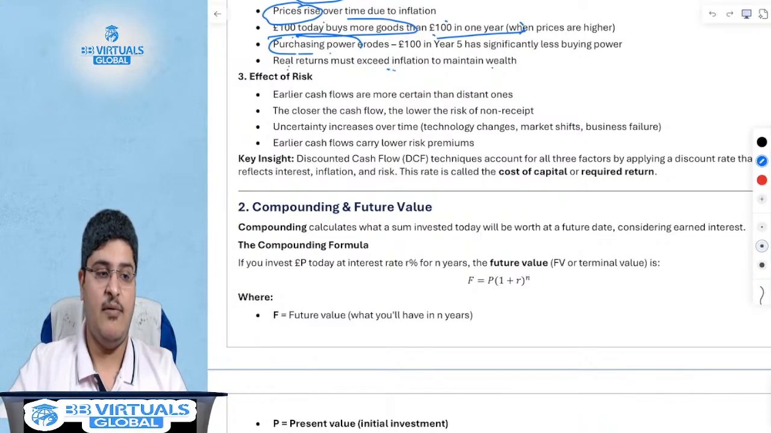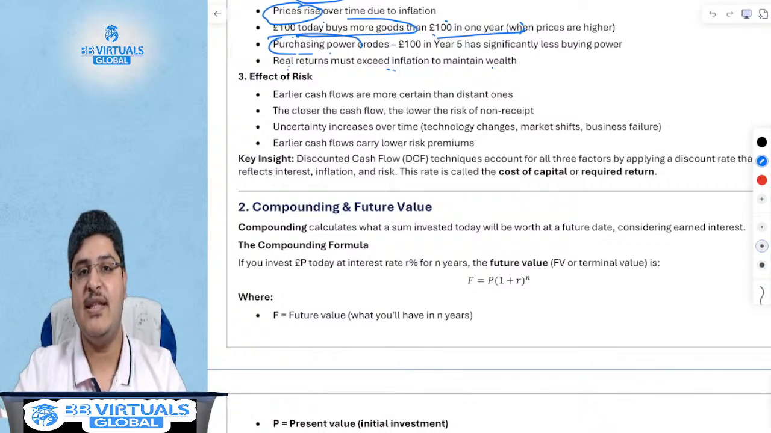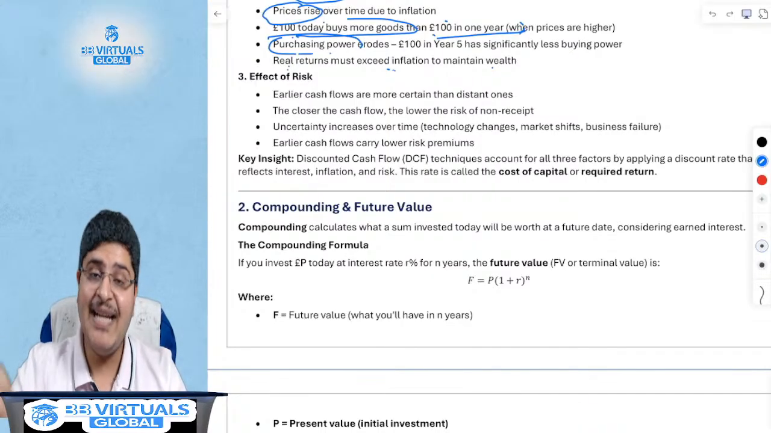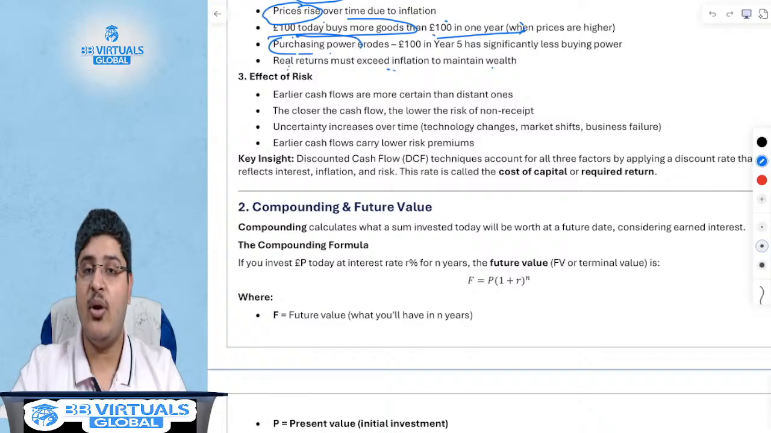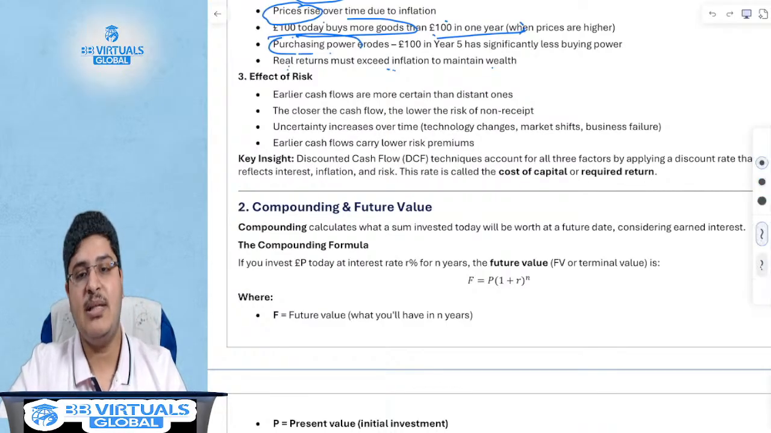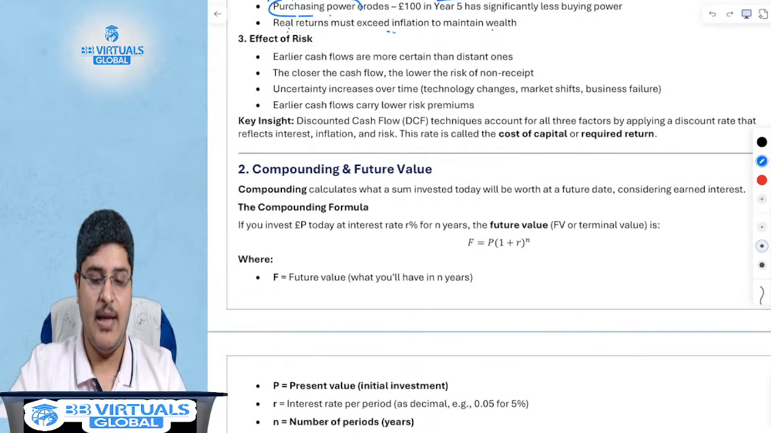Let me put it in other words. Let's say you are borrowing money from a bank and you are investing in mutual funds or investing elsewhere. The cost of the borrowing, let's say you're borrowing money from the bank at 7 or 8%, that 7 or 8% is nothing but the cost of capital. That is the cost of capital.